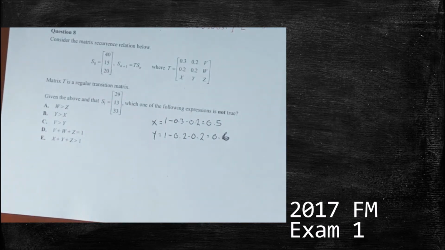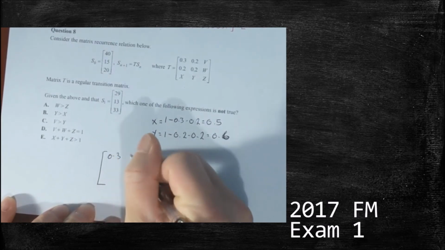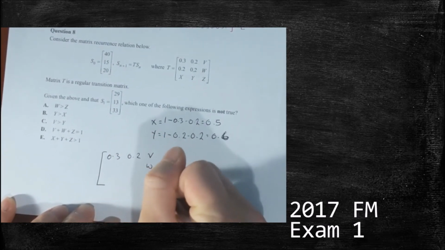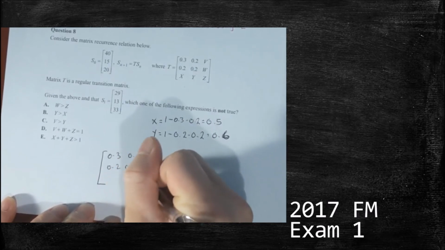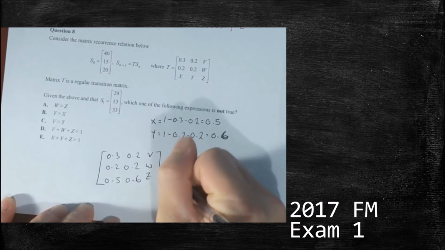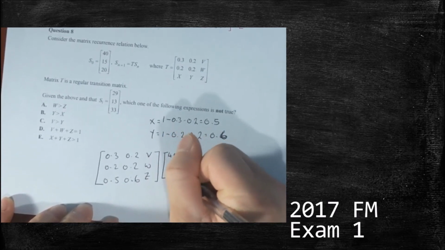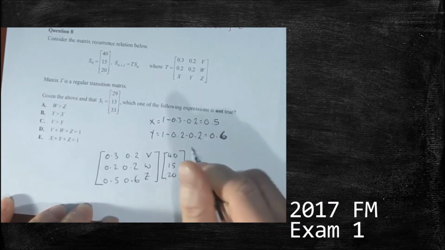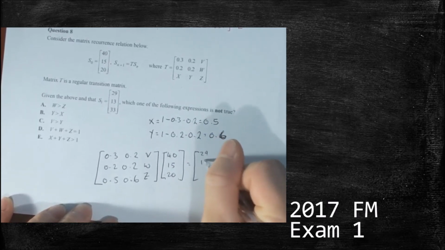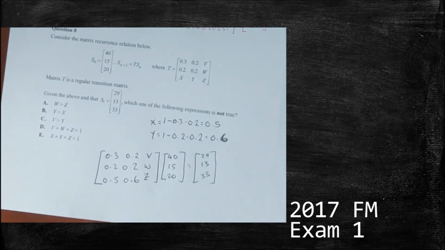Now, the next ones are V, W, and Z, and they're a little bit harder to work out. This is where you need to know your matrix multiplication. So if I was to redraw this: 0.3, 0.2, V, W, Z, 0.2, 0.2. Now we know that this is 0.5 and 0.6. That transition matrix is multiplied by S0, which is 40, 15, and 20, to give 29, 13, and 33. So you can make the following equations.